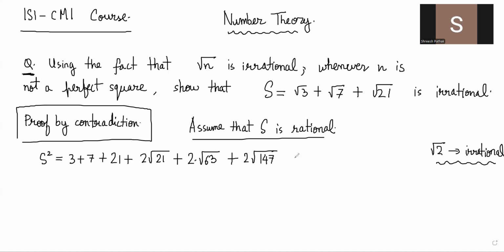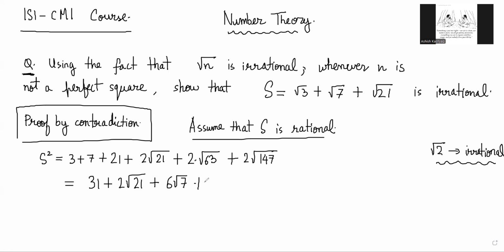Yes. If you think about this, this becomes 31 plus 2 into root 21 plus, this 9 can come out, becomes 6 into root 7. And 7 can come out of 49 into 3, so 14 into root 3, right? Yes.